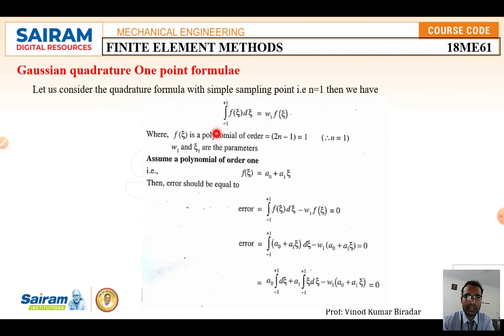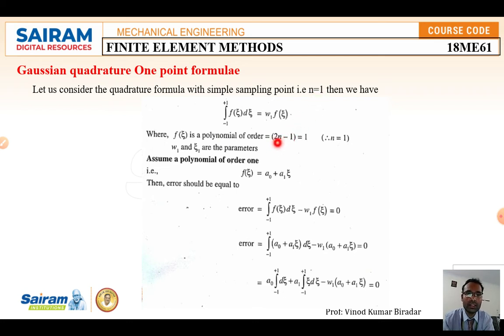Okay, so here this is a local coordinate system. The integration from -1 to +1 of f(ζ) dζ is equal to w1 f(ζ). Here f(ζ) is nothing but a polynomial of order 2n minus 1, if you consider the 1D bar element. Already we are going to assume n is equal to 1.